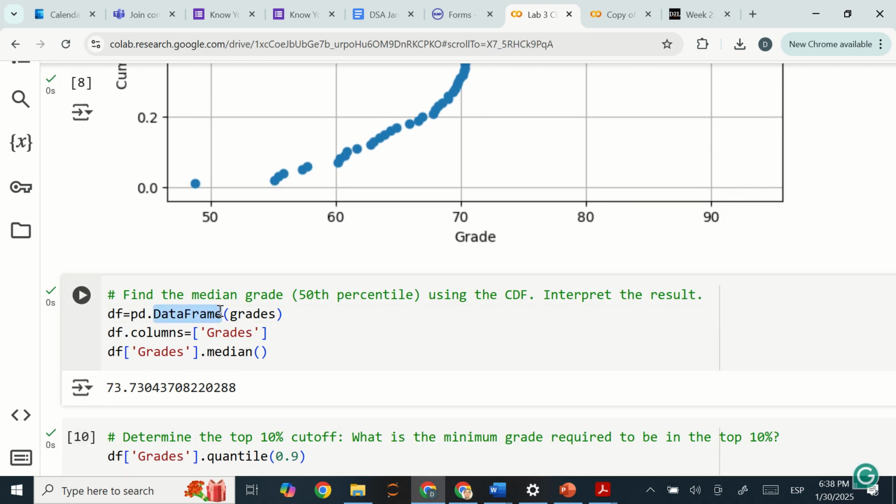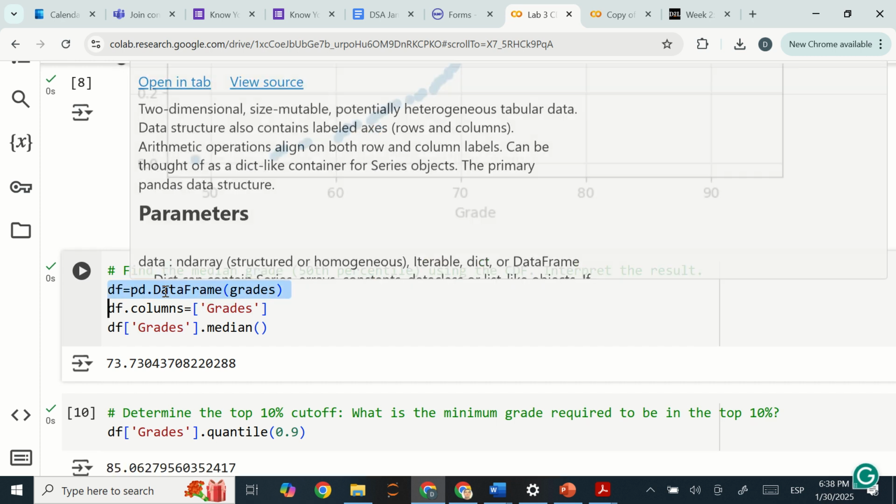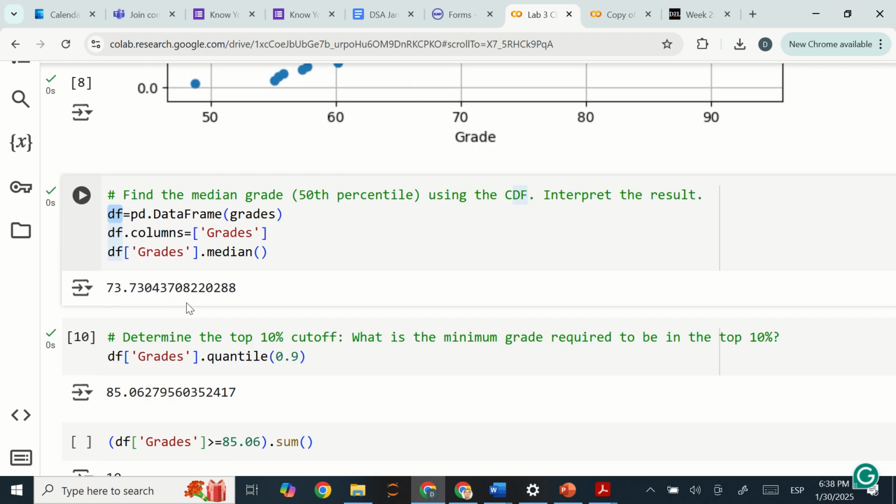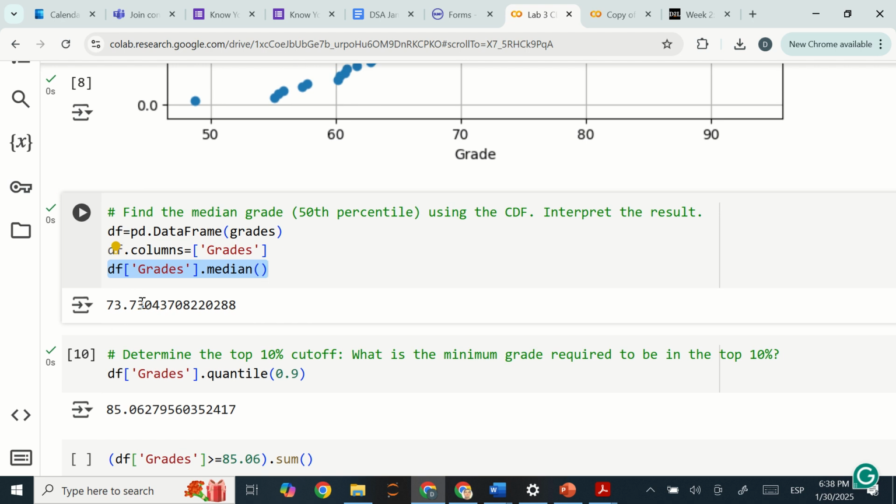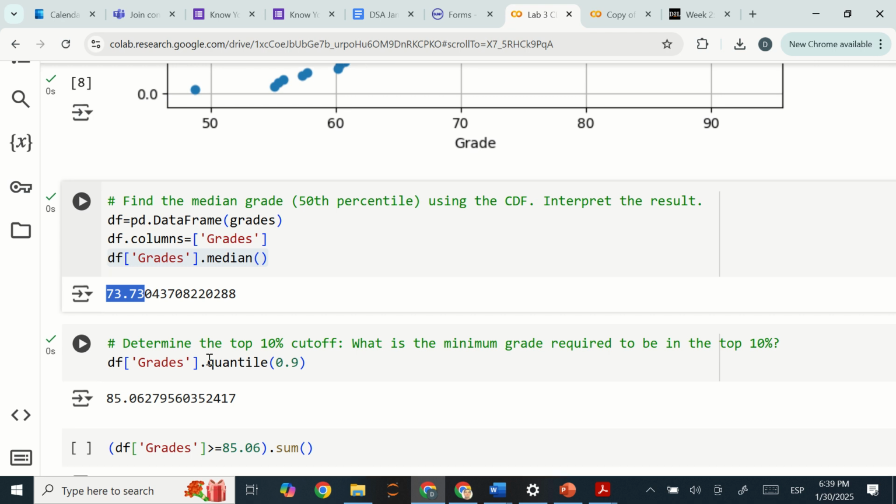Now you can compute the exact value. If you take your grades, using NumPy, you can find the median, or some percentiles. Or if you want to use Pandas, you can create a data frame and compute the median value. Or you can describe the grades and it will show you the median value. So the exact value is 73.73. So we know that in that specific data set, 50% of the students got a grade above or equal to 73.73, and 50% got a grade below or equal to 73.73.